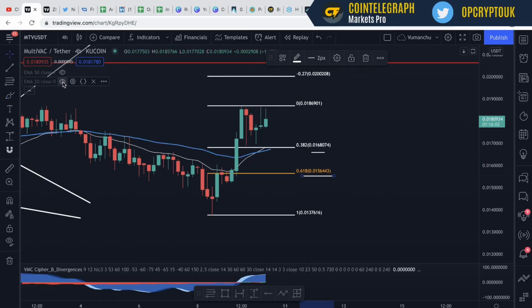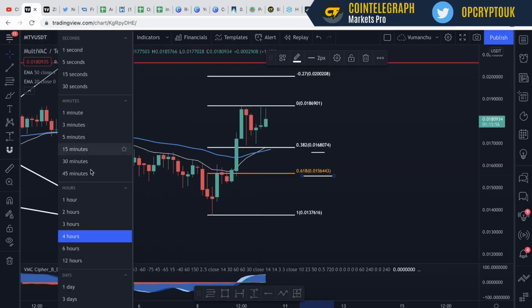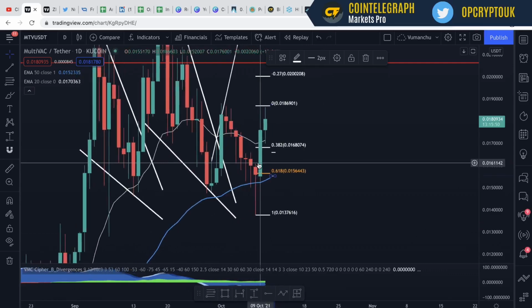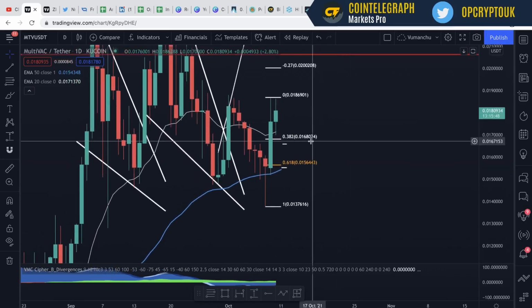Just looking at the moving averages. We've had a bullish cross here on the 4-hour time frame, so that's a potential good sign that we are going to push up. And if we're looking at that on the daily, there we go, they're still quite wide apart, those moving averages. So all in all, things are still looking bullish in terms of moving averages.